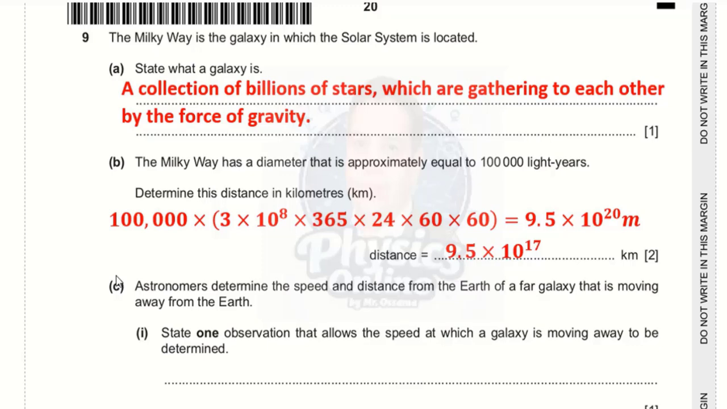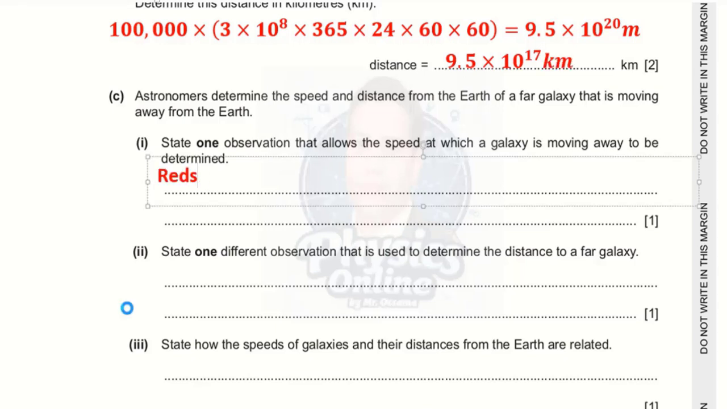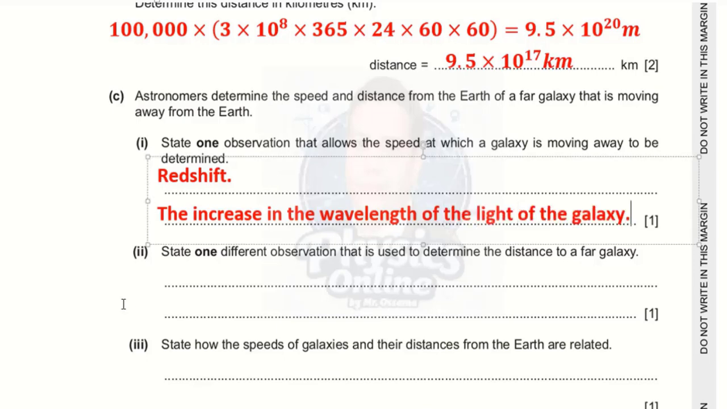Astronomers determine the speed of a far galaxy that is moving away from the Earth. State one observation that allows the speed at which a galaxy is moving away to be determined. There can be two observations. One of them is redshift. Redshift is the increase in the wavelength of the light of the galaxy.